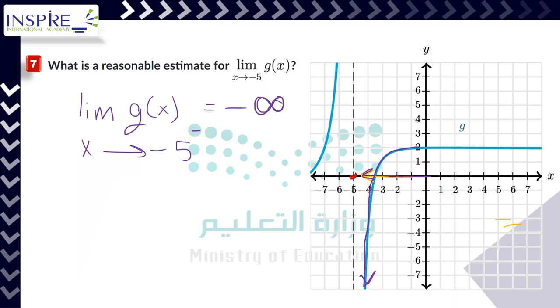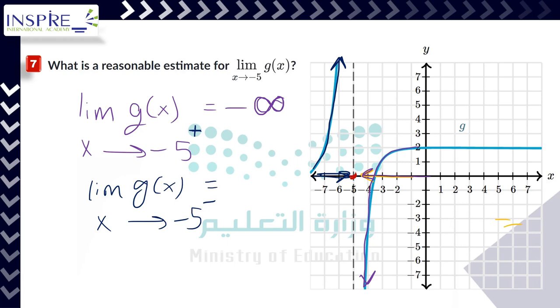Okay, now the right side. We get x approaching -5 from the right side. Sorry, from the left side was the first one. This one is the right side. So from the right side, we will trace the function. It goes up, up, and up. It means limit of g of x as x approaches -5 from the right side. Left side means the numbers are smaller than -5. Right side means the numbers are bigger than -5. About this one, it goes to infinity.